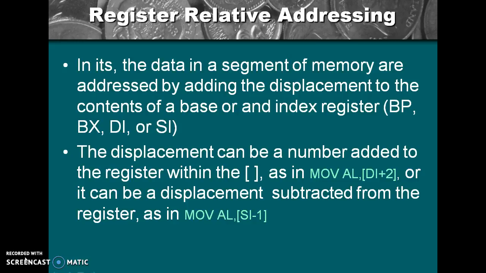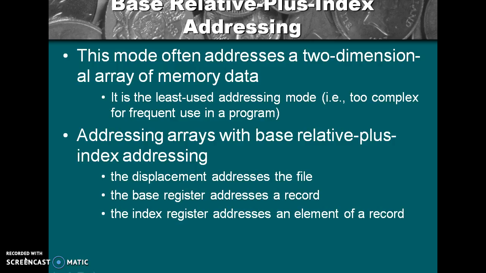The data in a segment of memory are addressed by adding a displacement to the contents of a base or index register. The displacement can be a number added to the register within the bracket, as in this example, or it can be a displacement separated from the register, as in MOV AL, [SI-1]. This mode addresses a two-dimensional array in memory. It is the least used addressing mode, too complex for frequent use in programs.